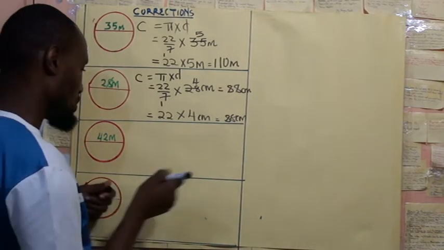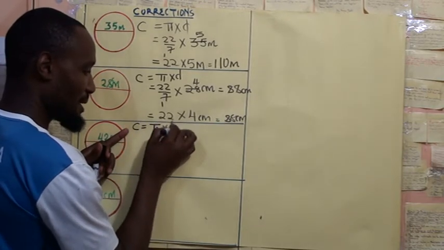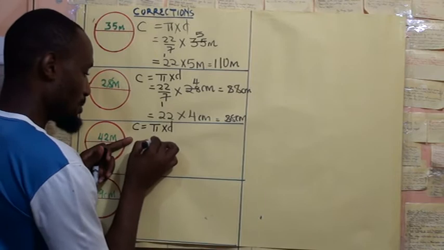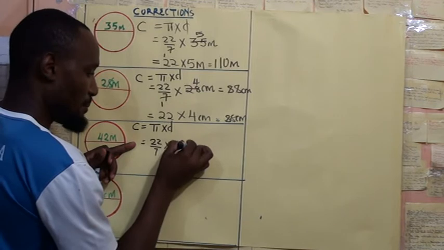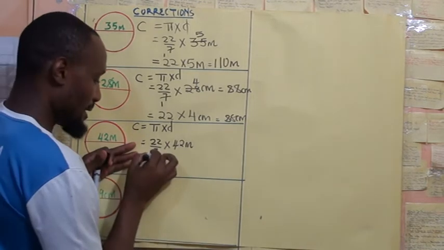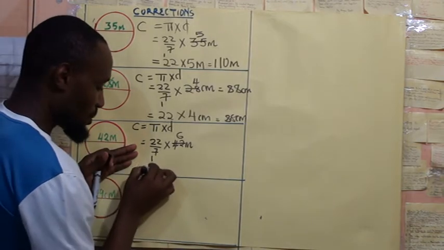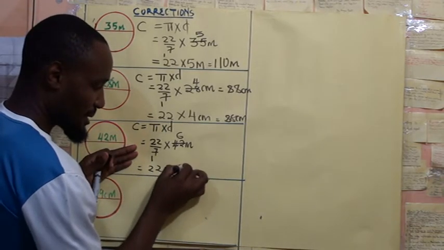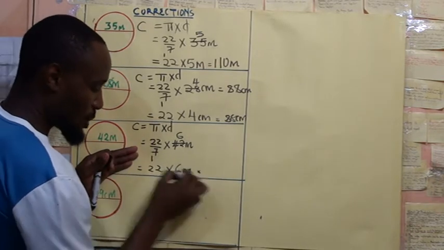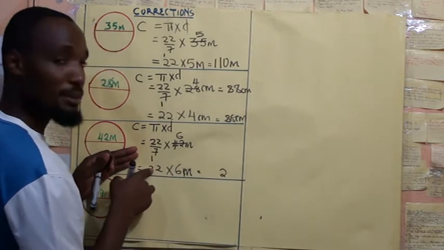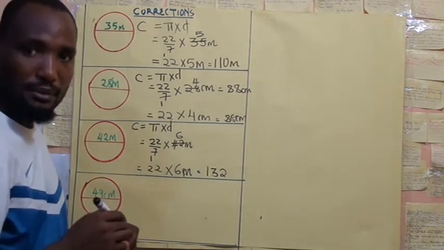The diameter is 42. And we say circumference is pi times diameter, which is 22 over 7 times 42 meters. So 7 here 1, 7 here 6. Then you have 22 times 6 meters. We'll get 6 times 2 is 12, carry 1. 6 times 2, 12 plus 1, 13. Altogether. Now let's move on.